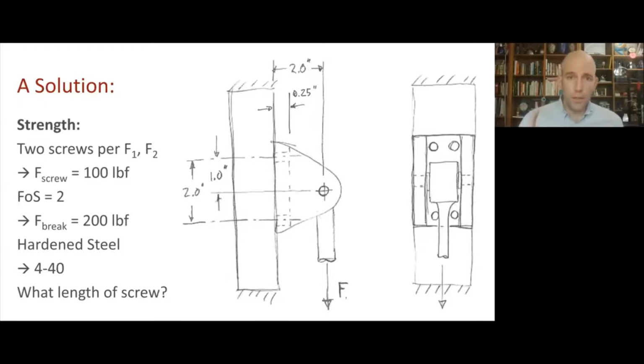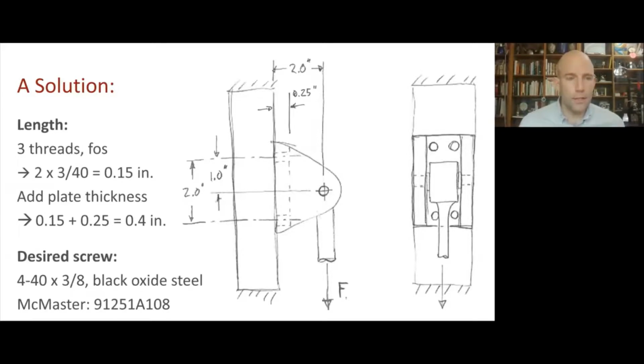All right, did you come up with a number? So there are a couple of factors that we're going to want to think about in this case. One is the thread pull-out strength. So we don't want to strip those threads. And a common heuristic would be we want 3 full threads into the wall to get the adequate thread strength.